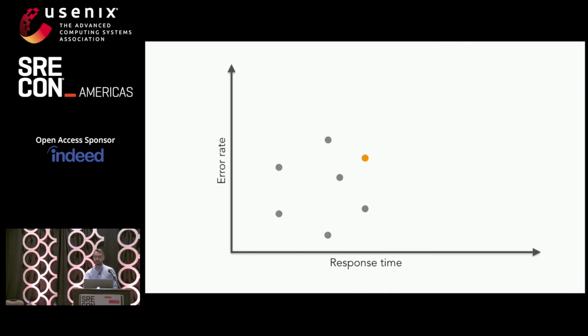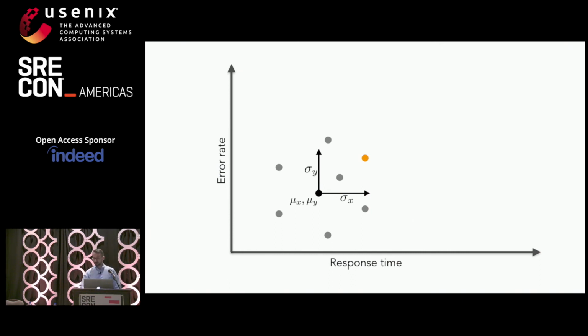So that's how we can solve the problem using simple thresholding. We've got this orange dot, and we want to understand if its behavior deviates from all the other gray dots in the plot. So what we do is compute the mean error rate and response time among all the gray dots. We then compute the standard deviation across both metrics. The standard deviation is a scalar value which represents how scattered points are around their mean. The more the points are scattered around their means, the higher the standard deviation.